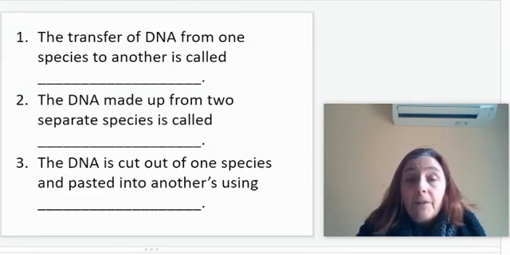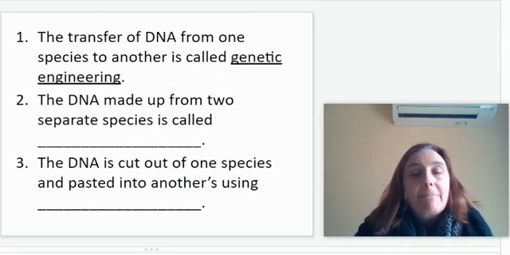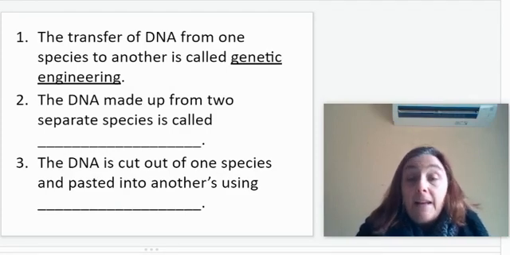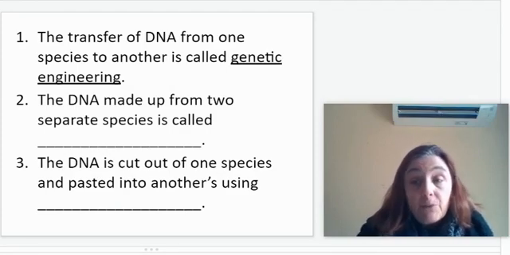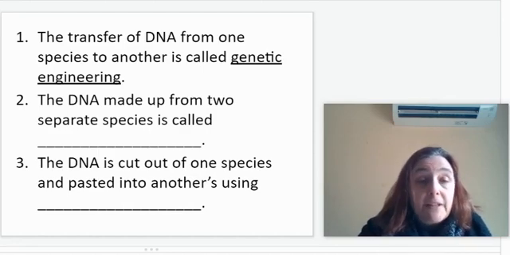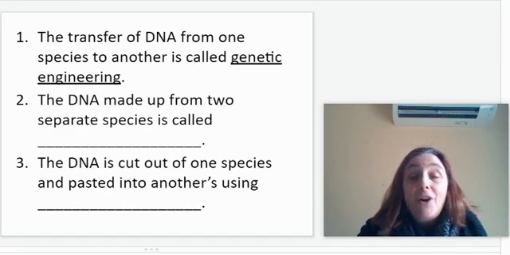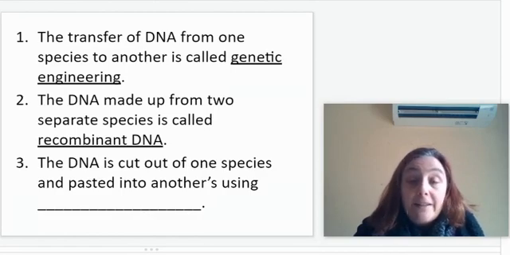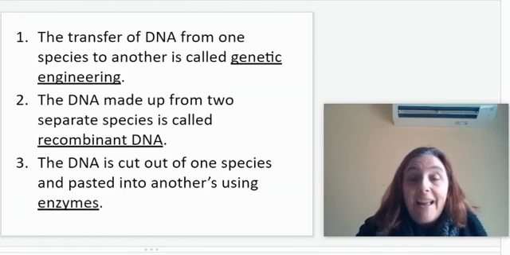Just to recap, the transfer of DNA from one species to another is called genetic engineering. The DNA made up from two separate species, when the enzymes are used to cut the DNA from one species and from another and to paste them together, the resulting combination of genes is called recombinant DNA. And finally, what is it that does the cutting? Enzymes.